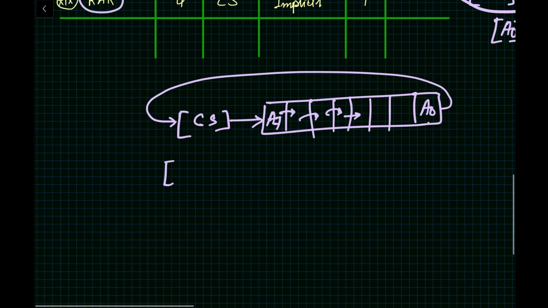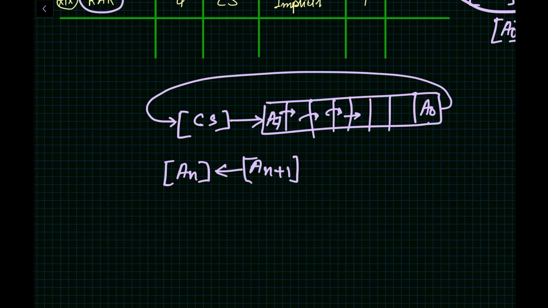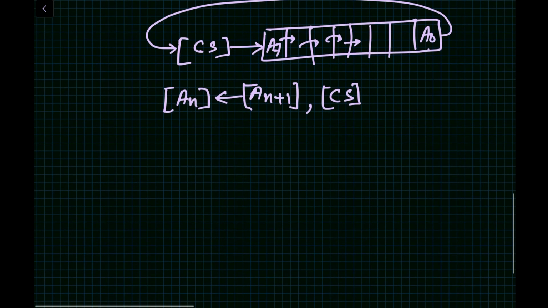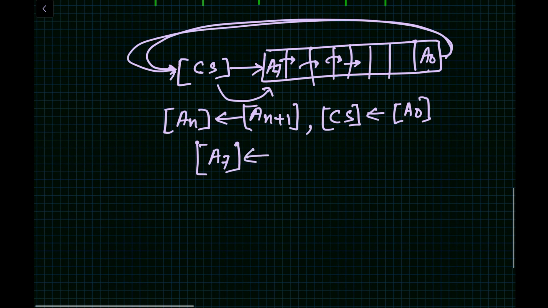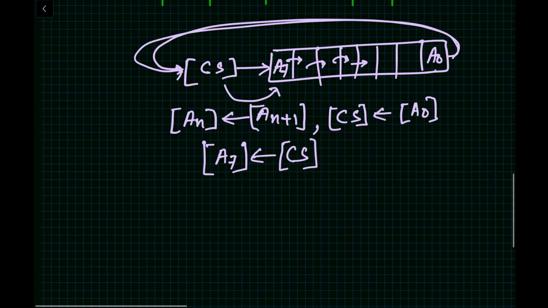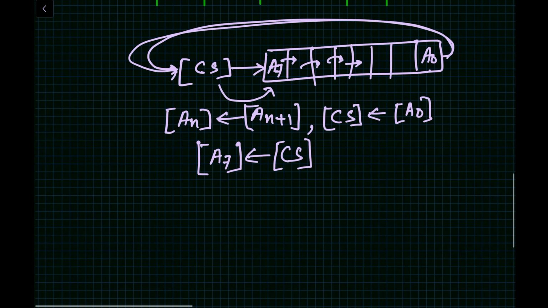So what we can write here: AN will be rewritten with A(N+1). That is, AN will be modified with the next higher bit. Okay, and the carry status, what are we writing here? Carry status will be rewritten with A0. You can see A0 is coming here into the carry status. Therefore the carry status will be rewritten with A0. And next, carry status is coming to the A7 bit. Therefore we can write A7 will be modified with the carry status. Okay, so this is the operation of the last instruction, that is the RAR.